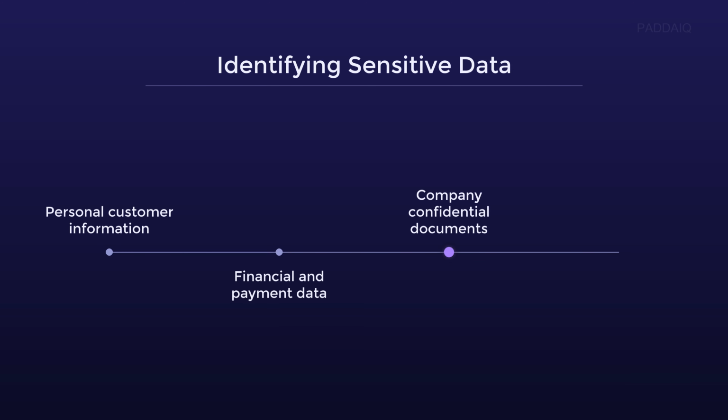Company confidential documents. These are internal files containing proprietary information critical to the business. For example, a strategic roadmap detailing a company's future product launches and market expansions would be considered a company confidential document. Protecting this data is essential for maintaining a competitive advantage.